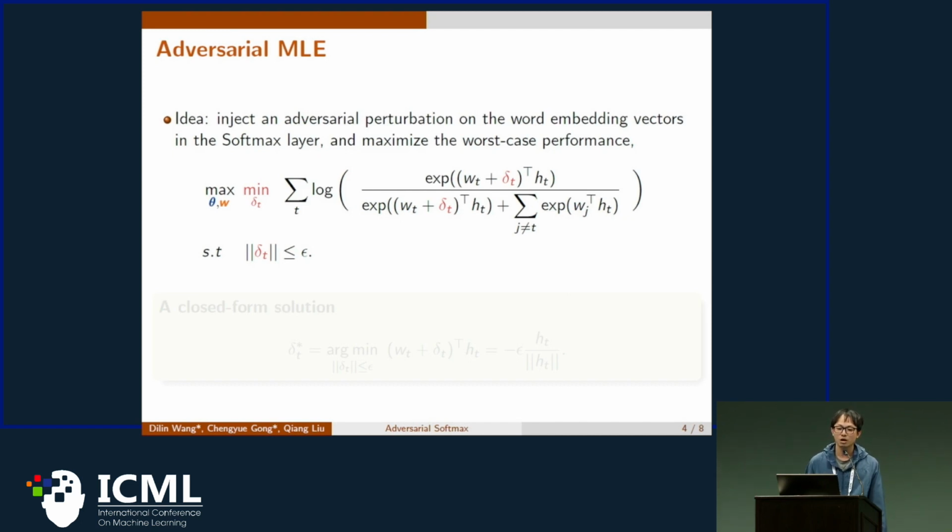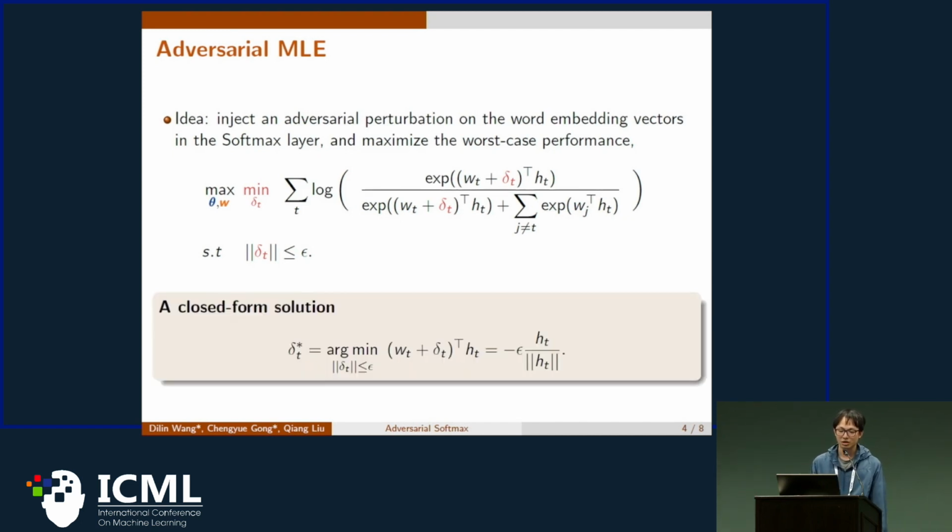A key property of this formulation is that the optimal adversarial perturbation has a closed form solution. And the optimal solution is proportional to the negative direction of the context. And this allows us to derive an efficient algorithm without introducing additional computation cost.